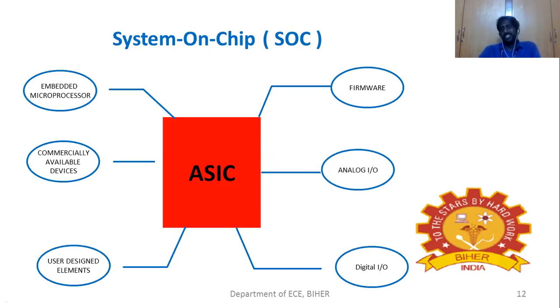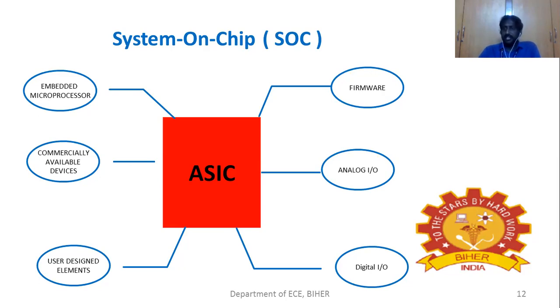It's a next level concept, a system on chip. Everything is integrated inside a chip. So what ASIC techniques are we integrating? What are the elements of the system on a chip? I will explain. First, an embedded microprocessor. It's like the heart of the system on a chip.